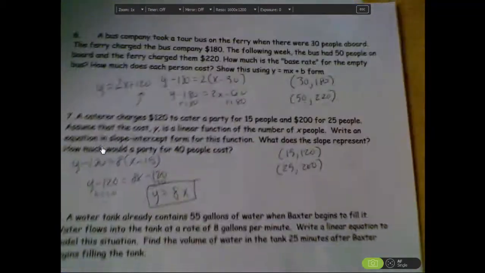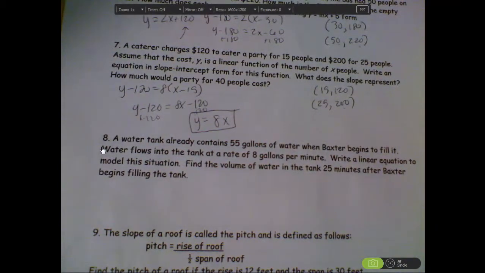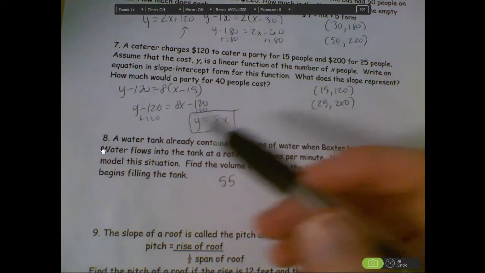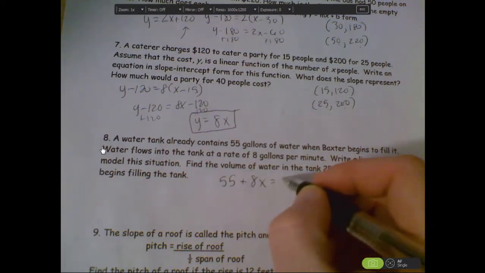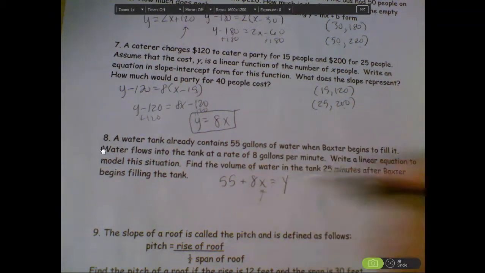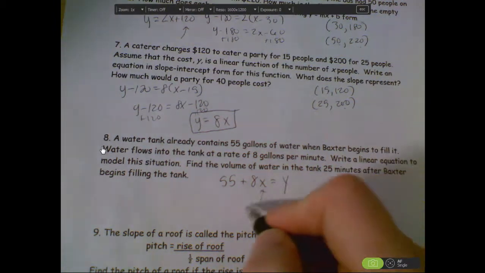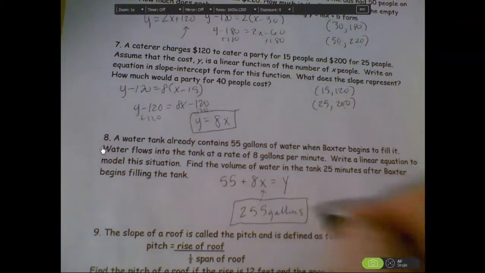A water tank already contains 55 gallons of water when Baxter begins to fill it. So we've talked about how the y-intercept can be the flat rate or the starting amount. Well, this is telling you the starting amount. Water flows at 8 gallons per minute. That represents the total number of gallons in the tank. Find the volume of water 25 minutes after, so you plug in 25 for x, and you get 255 gallons. Now, I don't like the word volume there, but that's how much water is in there.